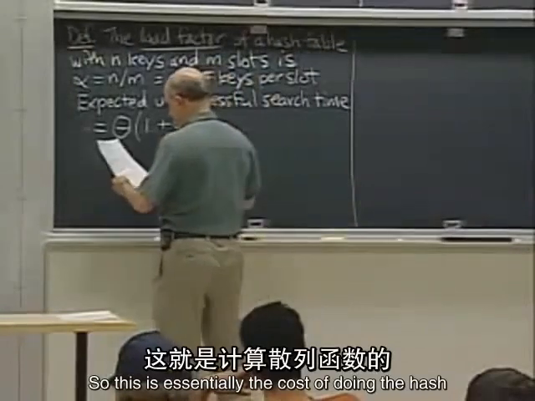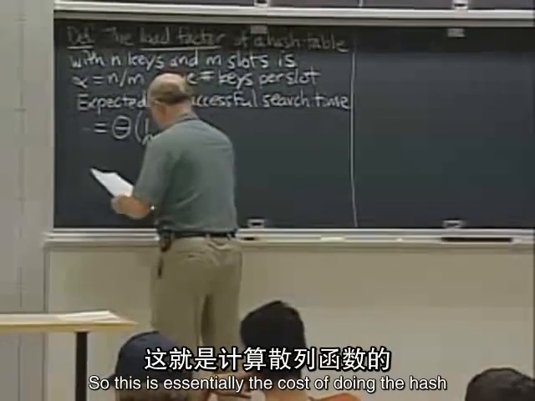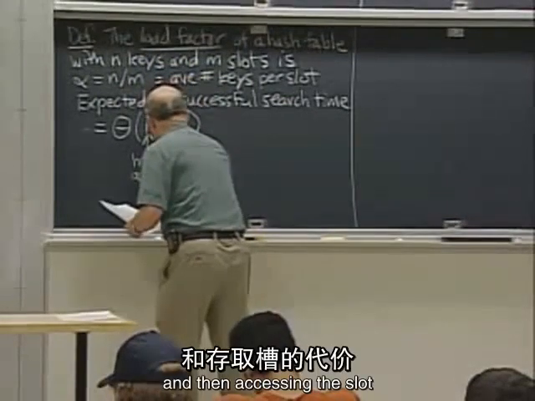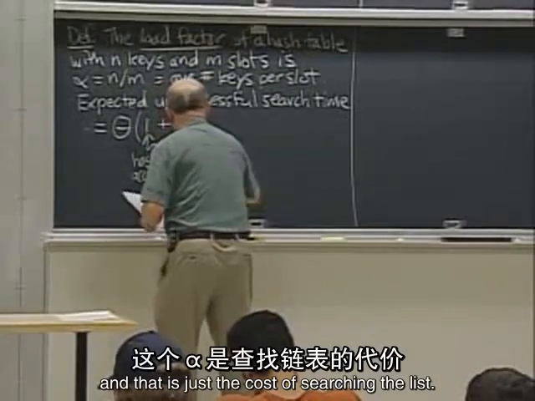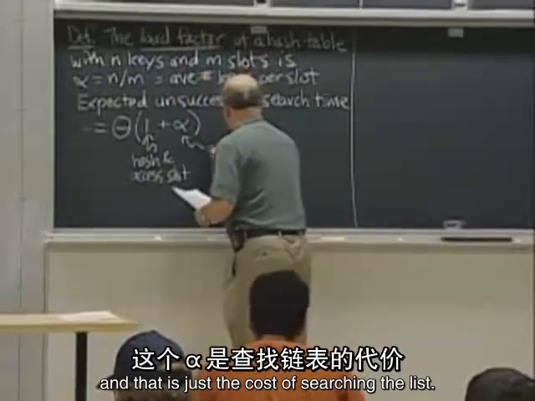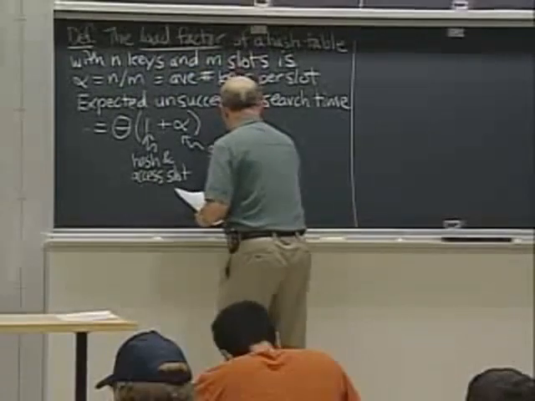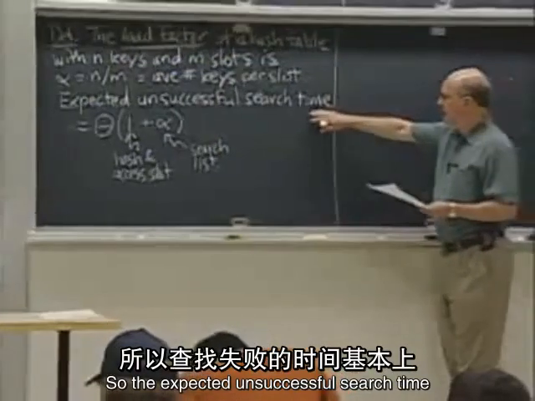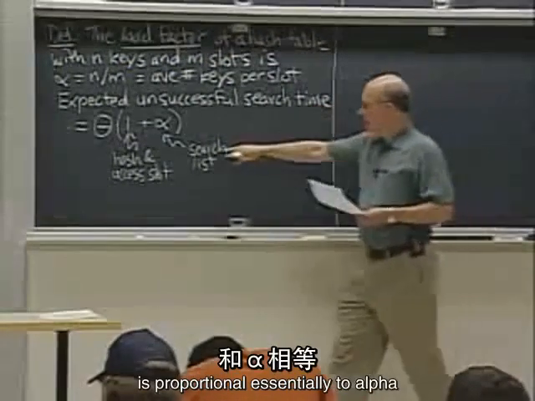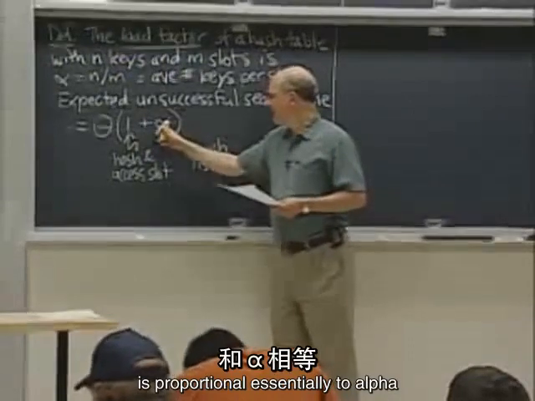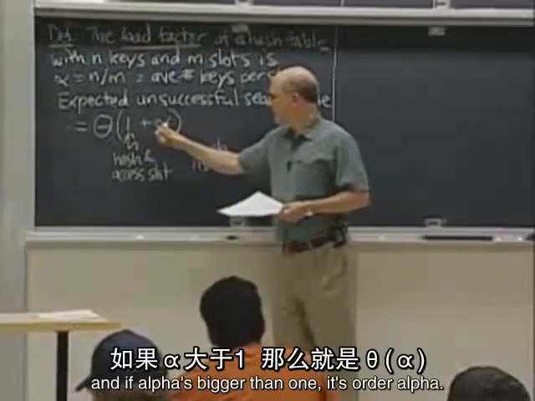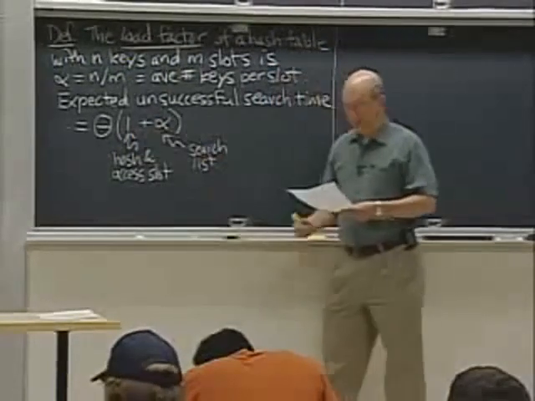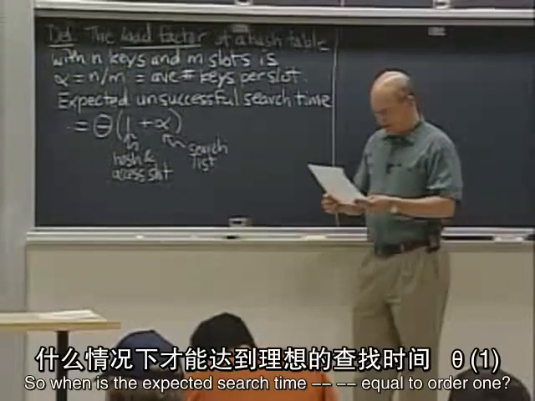So this is essentially the cost of doing the hash and then accessing the slot, and that is just the cost of searching the list. So the expected unsuccessful search time is proportional essentially to alpha, and if alpha is bigger than 1, it's order alpha. If alpha is less than 1, it's constant.